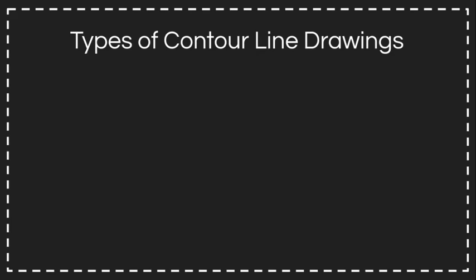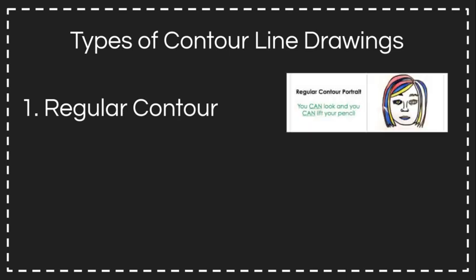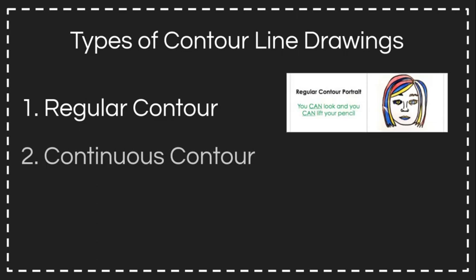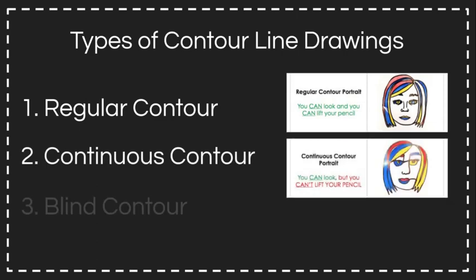So over the next few lessons, we are going to be talking about the different types of contour line drawings. We're going to start with regular contour drawing, then we're going to move on to drawing continuous contours, and finally we're going to move on to doing blind contour drawings. These are all exercises that really help us develop that hand-eye coordination and make you a better drawer.